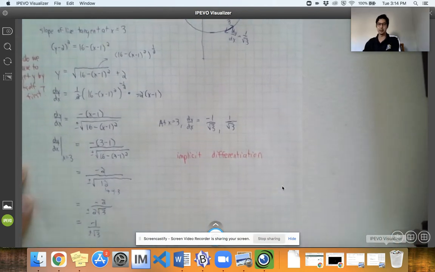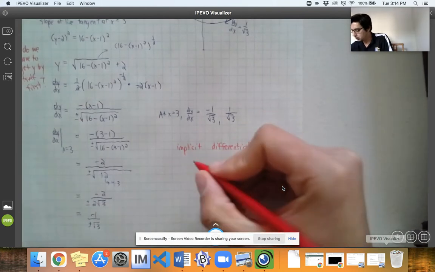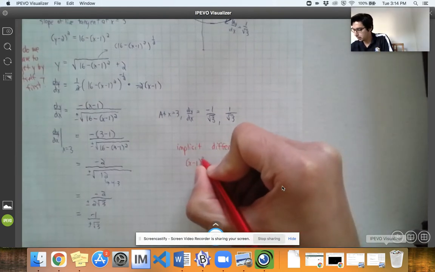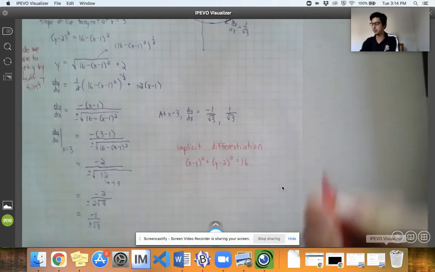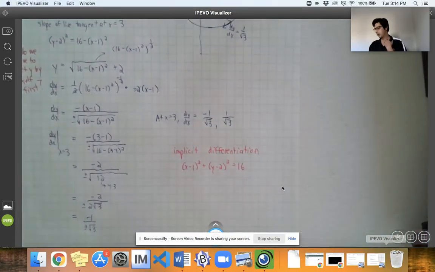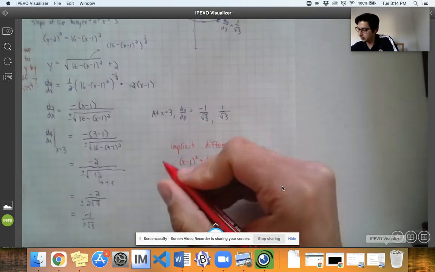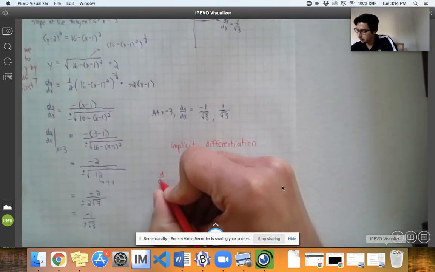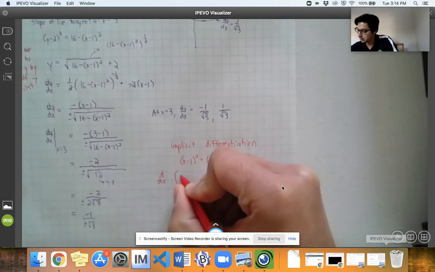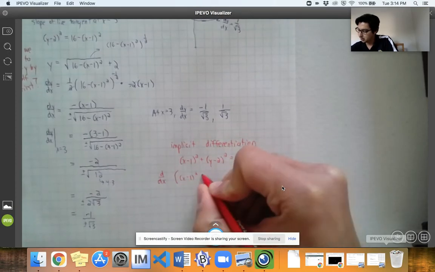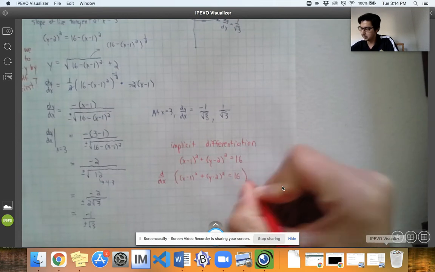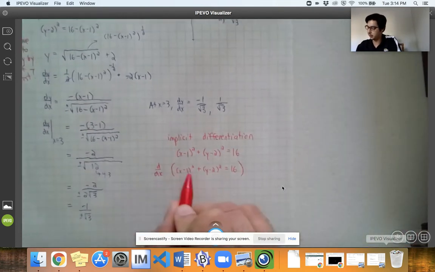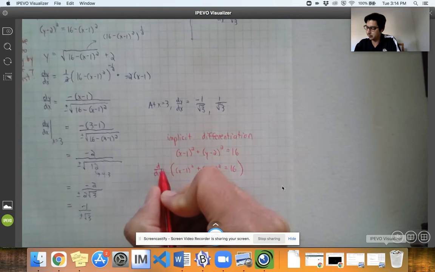Okay. So the circle was (x - 1)^2 + (y - 2)^2 = 16. Now, implicit differentiation means you just take the derivative of the entire function. So we're going to do d/dx of this entire function. No need to get y by itself at first.